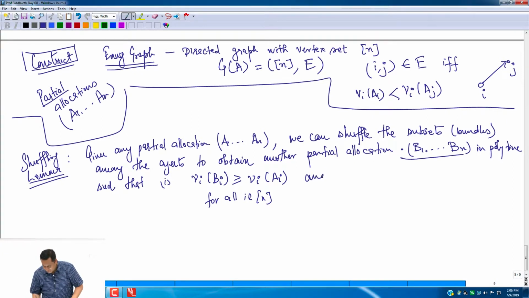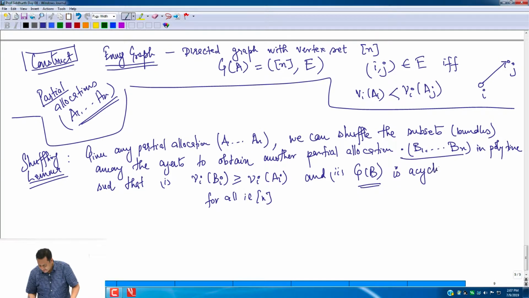What the nice property here is that this new B that you get, if you look at the NV graph with respect to this new partial allocation, so note that this definition is with respect to partial allocation. So A is being overloaded. The definition is meaningful for all partial allocations. This says that if I look at the NV graph with respect to this, then it is in fact acyclic. And that's the crucial aspect of this construction.